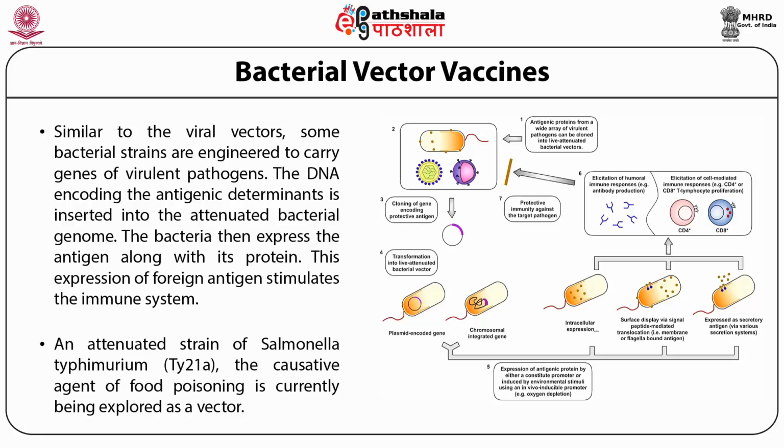Now, the expression of antigenic proteins by either the constitutive promoter or induced by environmental stimuli using an in vivo inducible promoter, for example, in the case of oxygen depletion, results in the elicitation of the humoral immune responses, that is via the production of antibody, or elicitation of the cell-mediated immune responses, that is via the elicitation of CD4 positive or CD8 positive T lymphocytes. Now, this gives rise to protective immunity against the target pathogen.